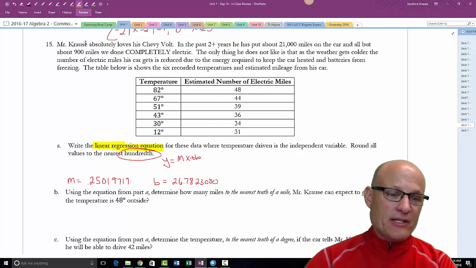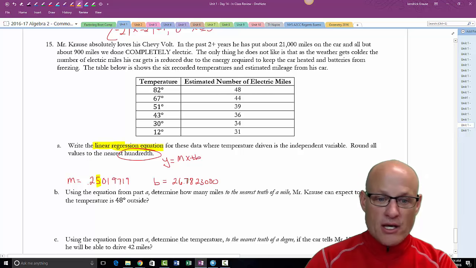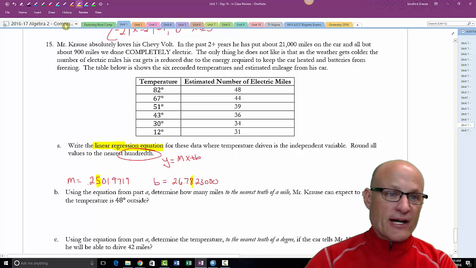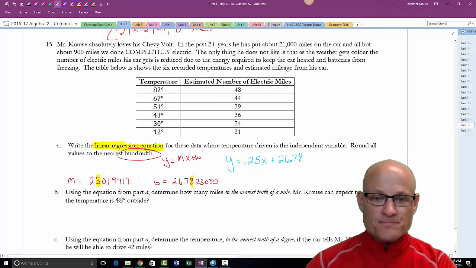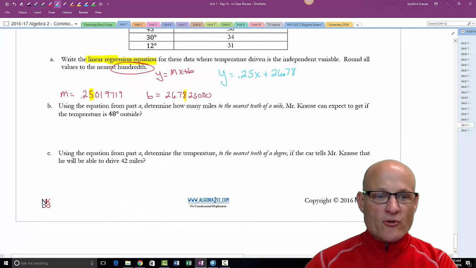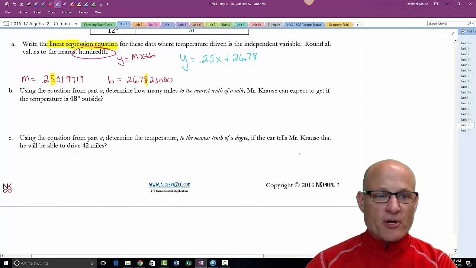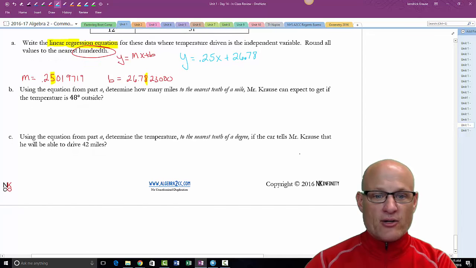I like to highlight that piece. It's this one and this one. Decide if you're going to round or not. So my answer is y equals 0.25x plus 26.78.